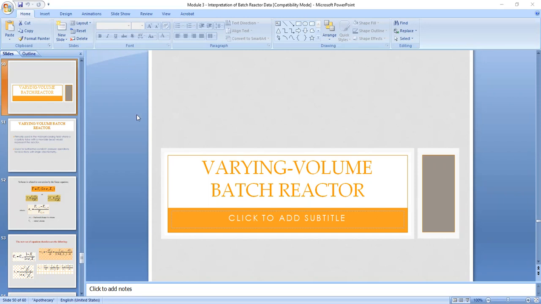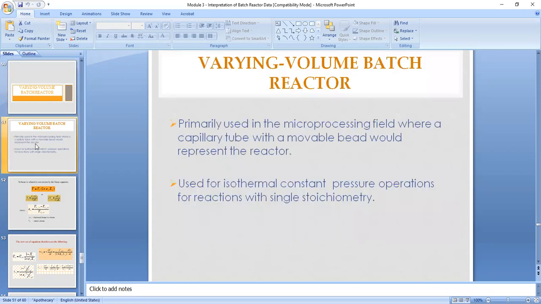Okay, let me proceed to the next slide. Now, this varying volume batch reactor is primarily used in the microprocessing field, where, as an example, a capillary tube with a movable bead would represent your reactor. There's a bead inside this capillary tube, which is likened to that of a plug flow reactor, but this time we interpret it as a batch reactor with varying volume.